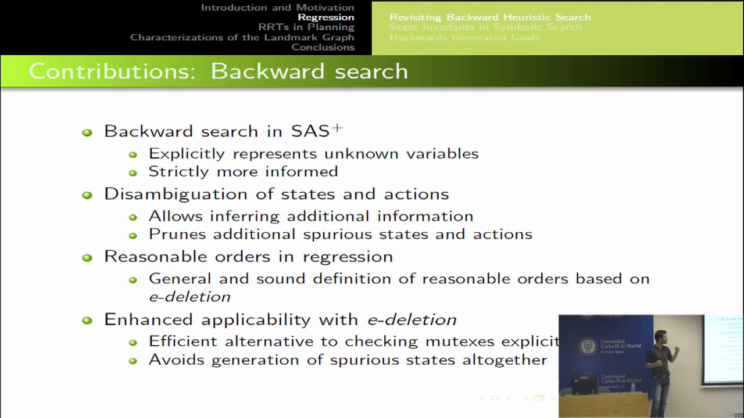We also propose disambiguation of states and actions using state invariants like mutexes and invariant groups. For those that may not know it, mutexes are 2 propositions that cannot be true at the same time. For example, me being here and me being right there. I can't be at 2 places at the same time. So that's a mutex, right? In this case, we can infer additional information and prune spurious states that can't be detected as spurious when using only mutexes. Reasonable orders in regression, most people said they were unsound. They are sound but only in regression, and this allows us to infer some pruning methods.